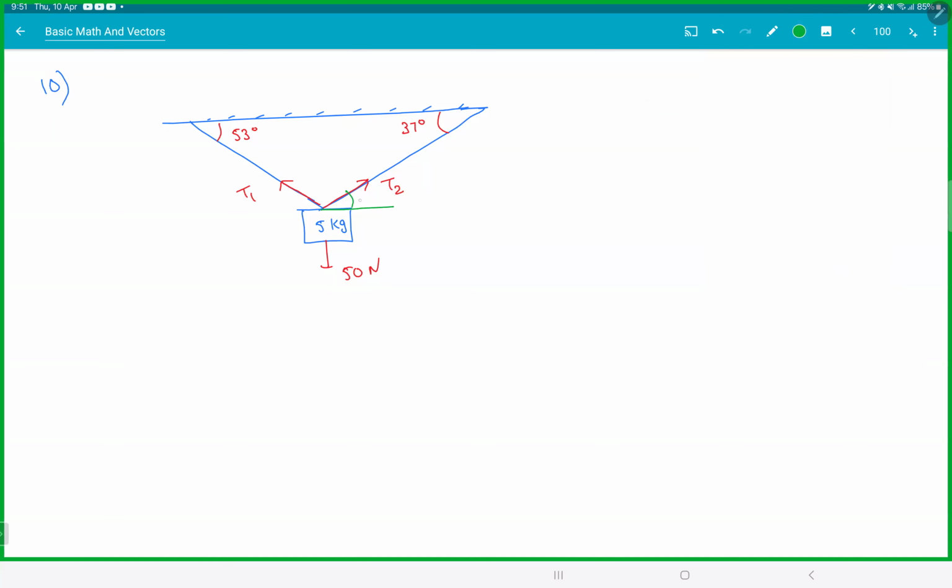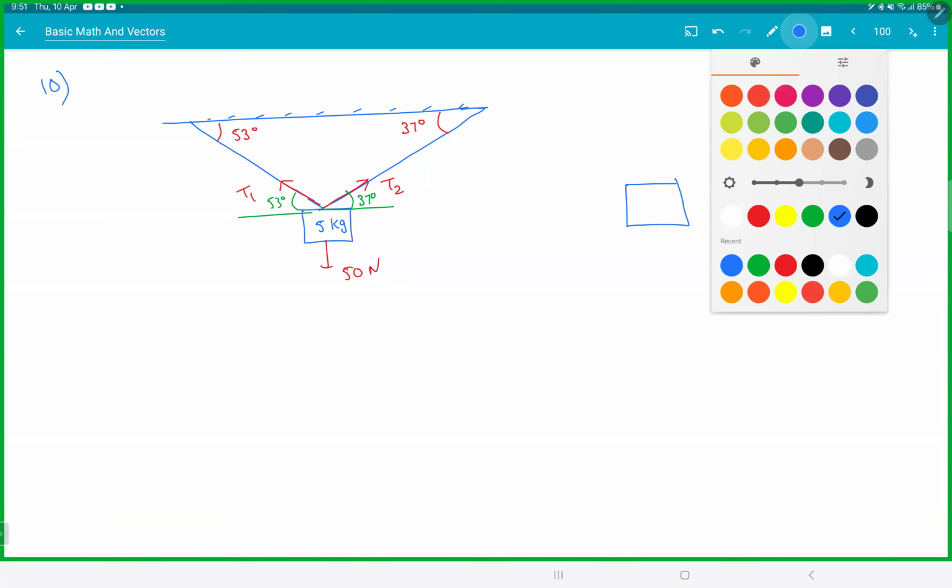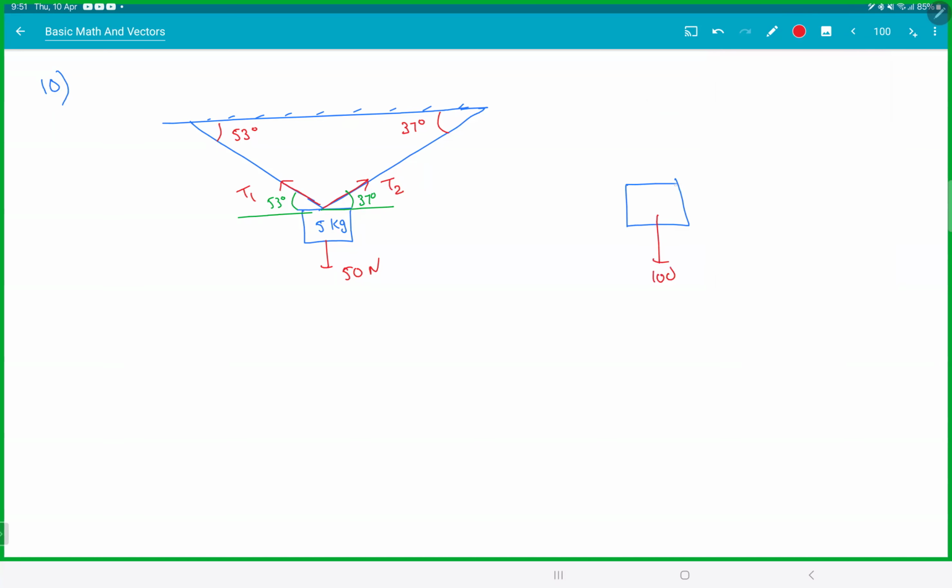If that is 37, this is 37. That is 53, this is 53. So let's resolve the forces. This guy is 50. This will be T2 cos 37, this will be T2 sin 37, this will be T1 cos 53, and this will be T1 sin 53. Did everyone get these components? Everyone should be comfortable with this. This is what I was teaching you today, right?